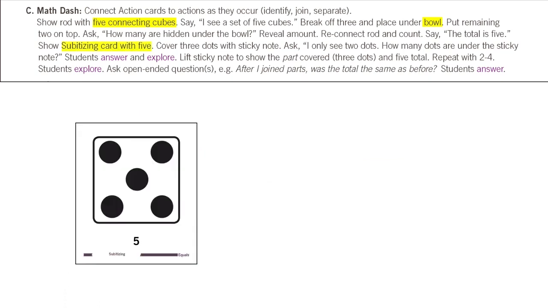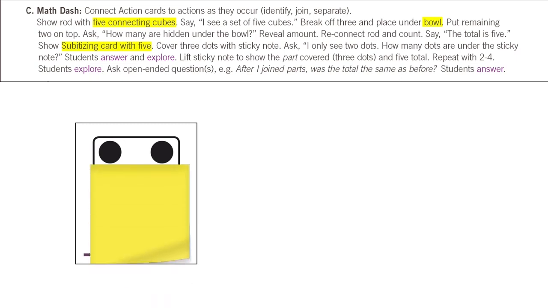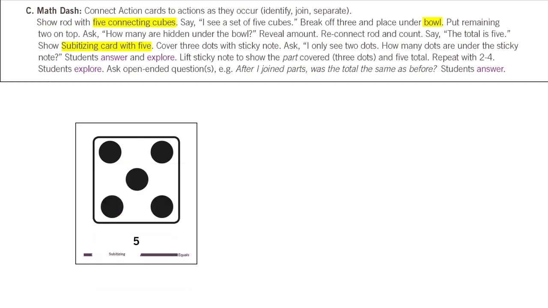Show the subitizing card with 5. Cover 3 dots with a sticky note. Ask, I only see 2 dots. How many dots are under the sticky note? Students answer and explore. Lift the sticky note to show the part covered, 3 dots, and 5 total. Repeat with 2 through 4. Students explore. Ask open-ended questions, such as, after I joined parts, was the total the same as before?